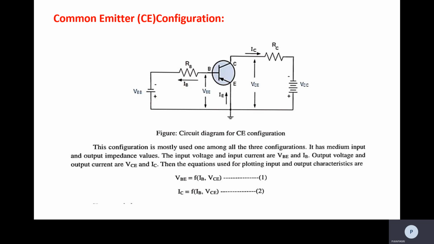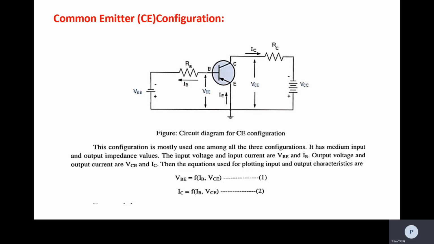That means collector and emitter. So the emitter acts as both the input side as well as the output side. So now we will observe the equations. What I said: input voltage is a function of input current and output voltage.